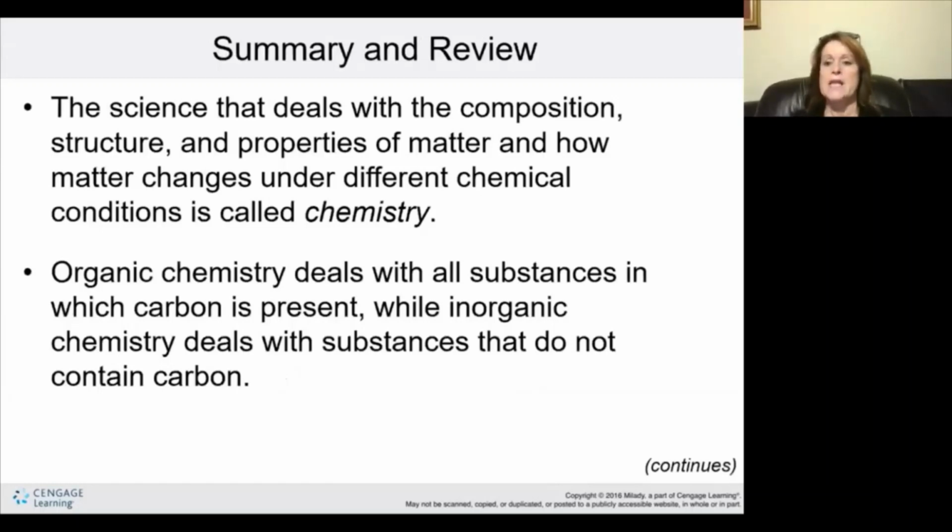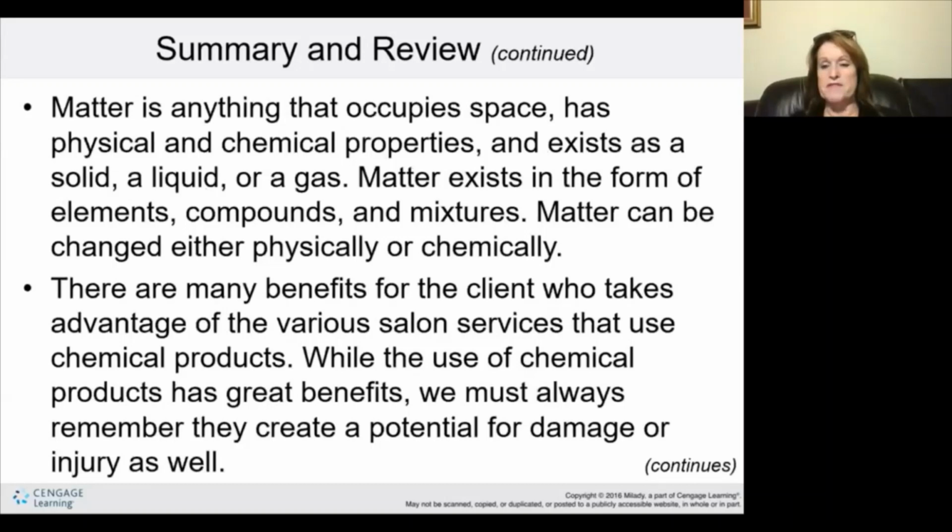The science that deals with the composition, structure, and properties of matter and how matter changes under different chemical conditions is called chemistry. Organic chemistry deals with all substances in which carbon is present, while inorganic chemistry deals with substances that do not contain carbon. Summary review. Matter is anything that occupies space and has physical and chemical properties and exists as a solid, a liquid, or a gas. Matter exists in the form of elements, compounds, and mixtures. Matter can be changed either physically or chemically.